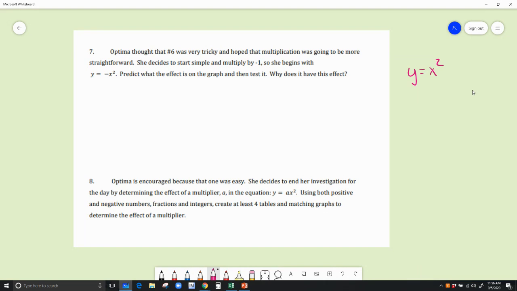So she decides to start simple and multiply by -1. So she begins with this equation, y = -x². Before you put it in, predict what the effect is on the graph and then test it. Okay, why does it have this effect? So why is it having this effect? So go ahead and pause the video and answer that. Go find out what adding the negative up front did to the graph.